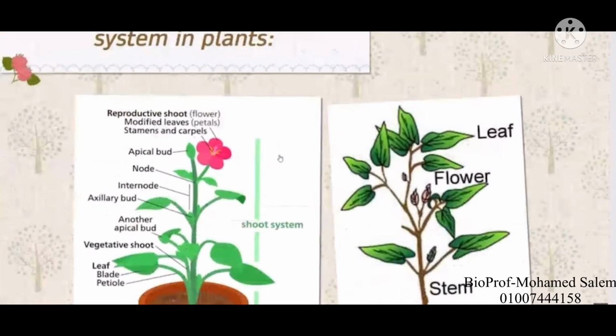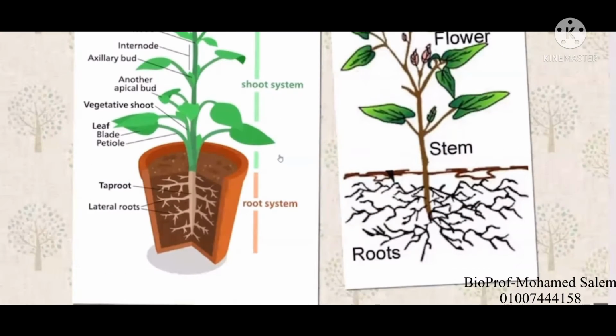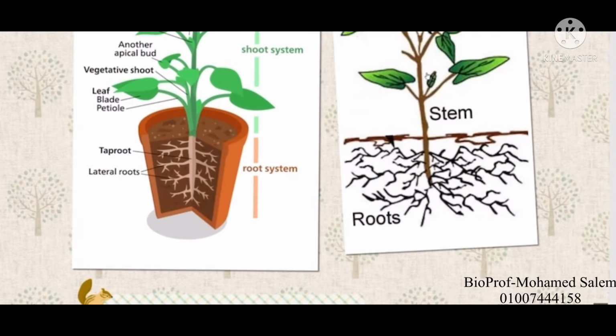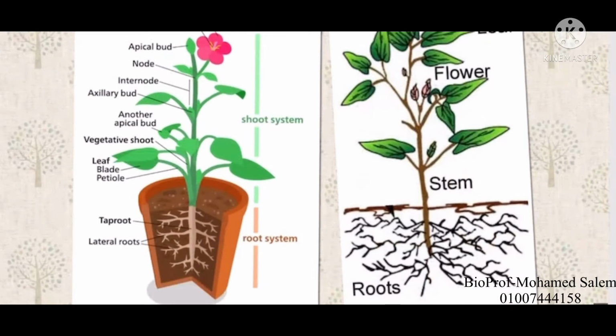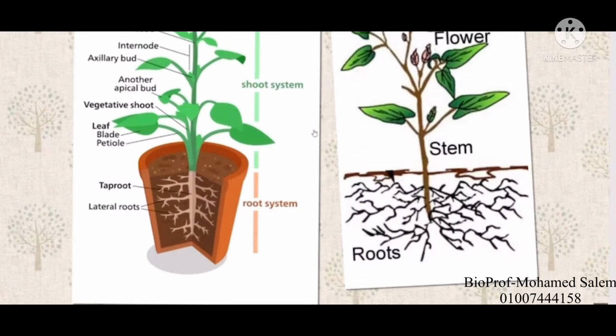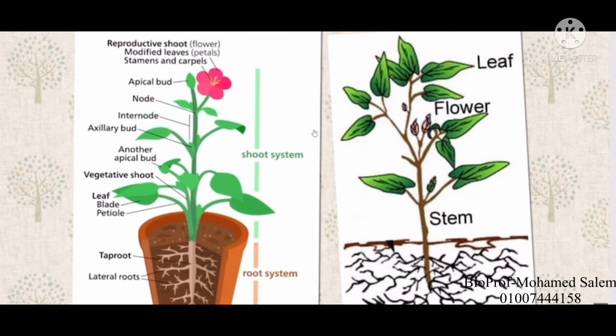We want to know that the plant needs support to maintain its shape. You know that the plant consists of roots and stem that carries flowers and leaf. And the plant maintains its shape by this type of support. And for protection, to protect plant against other organisms.